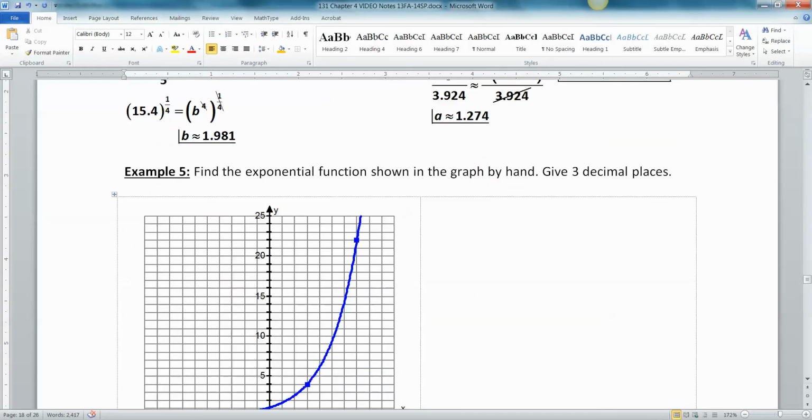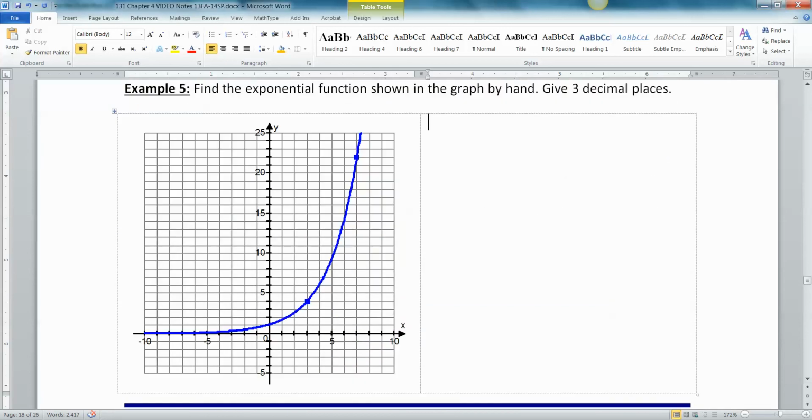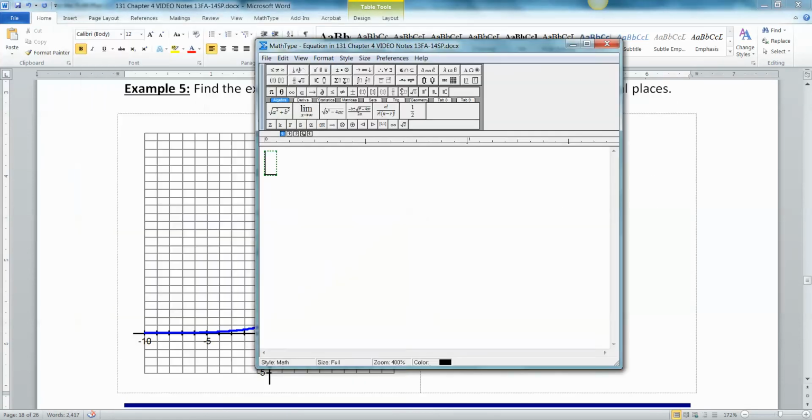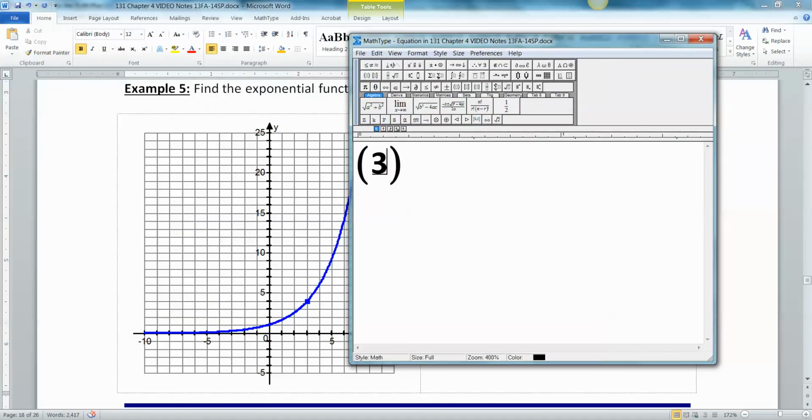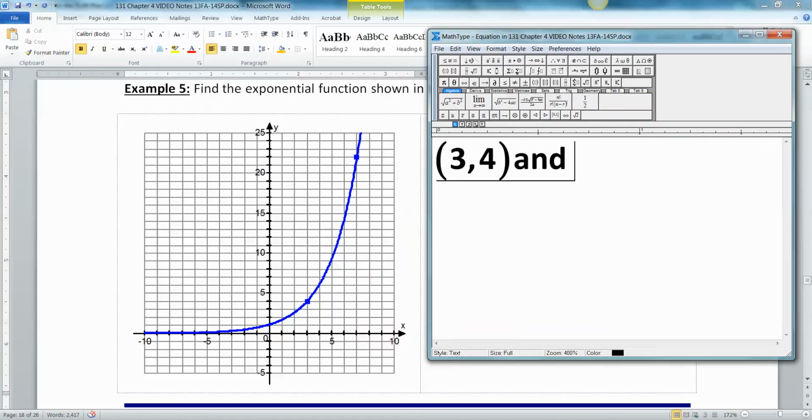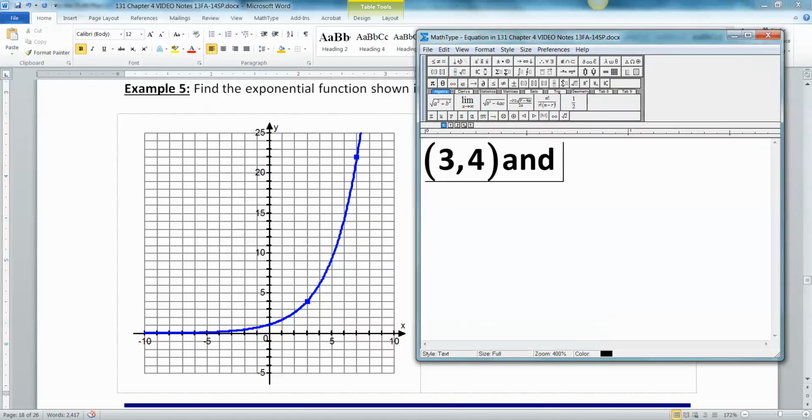All right, so now for the last one, we just have to do all that again. Okay, so let's look here. We have 2 points, 3, 4, and what's the other one? Let me move my points over. 7, 22.